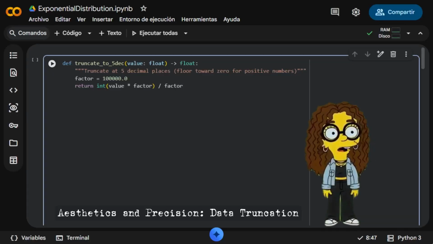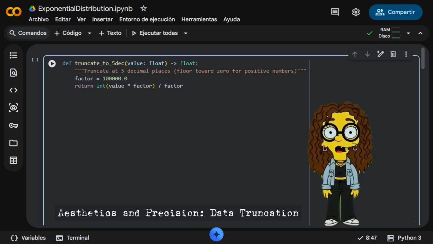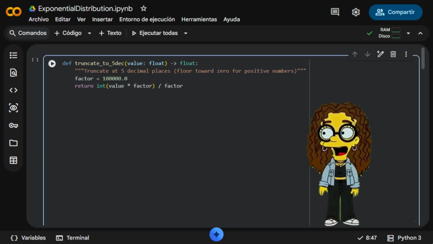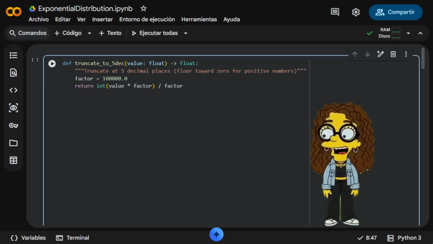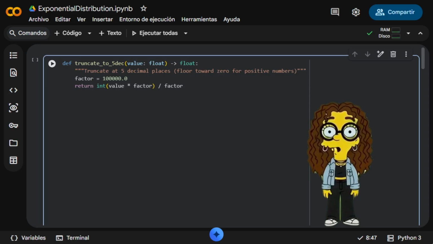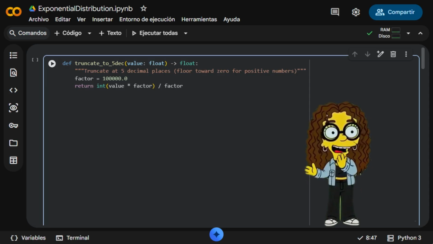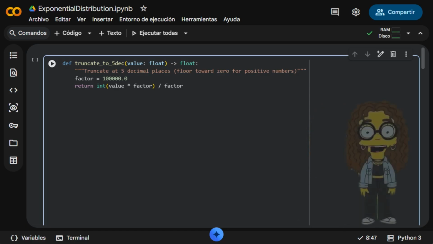In data science, clarity is vital. The truncate to 5 decimals function ensures that our results are readable without altering the nature of the data through unnecessary rounding. Factor equals 100,000 defines the multiplier to shift the decimal point 5 places. Integer of value times factor, divided by factor, converts to an integer to remove excess decimals and then divides to return to the original scale.